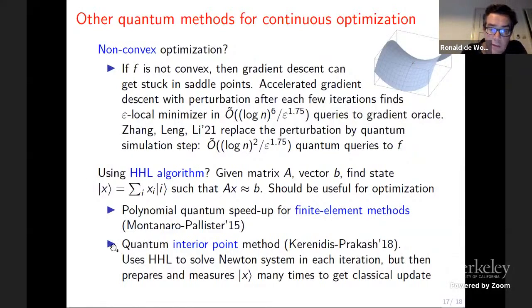So they solve this Newton system using all the power of quantum computing, and then they have to measure the state multiple times in order to actually classically learn how to modify their current point in the interior point algorithm. So this is interesting, but it's also somewhat unsatisfactory, and it's also one of my open questions.